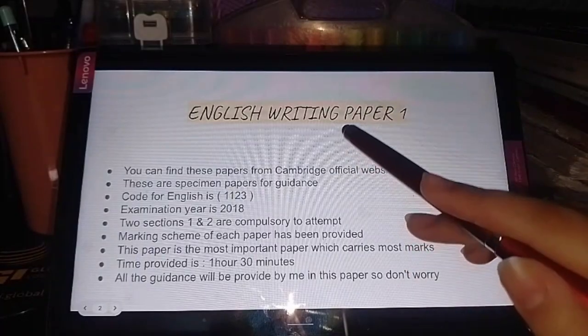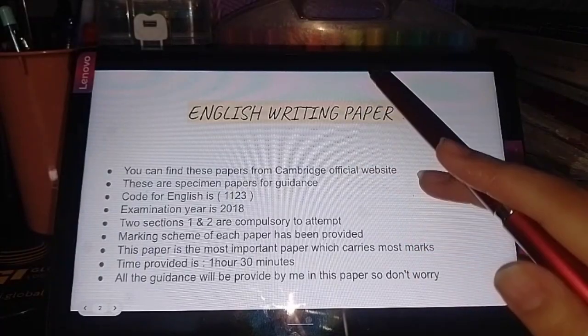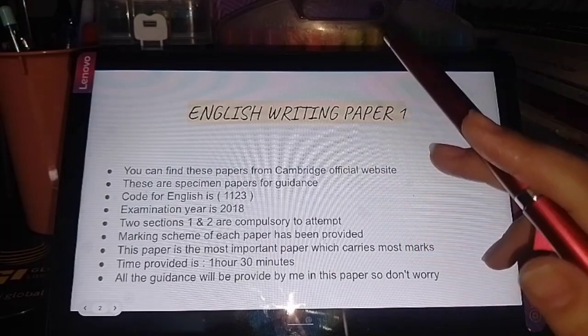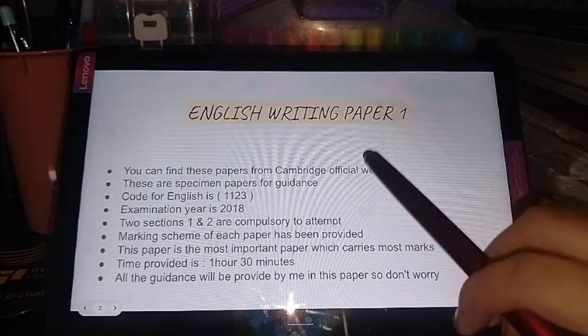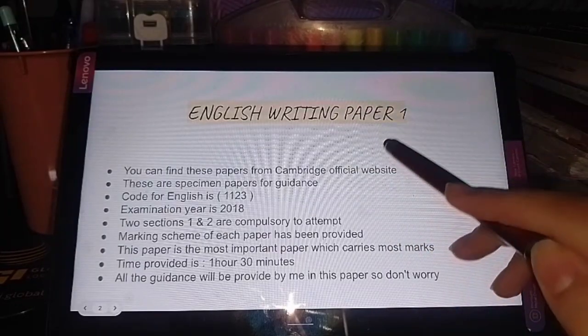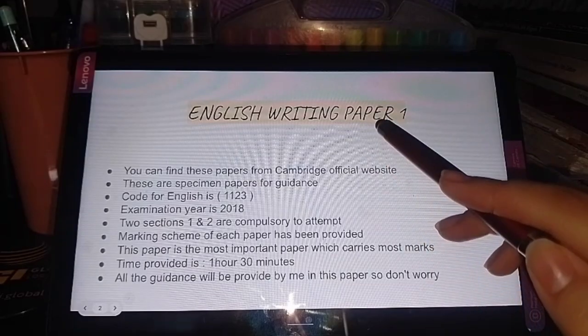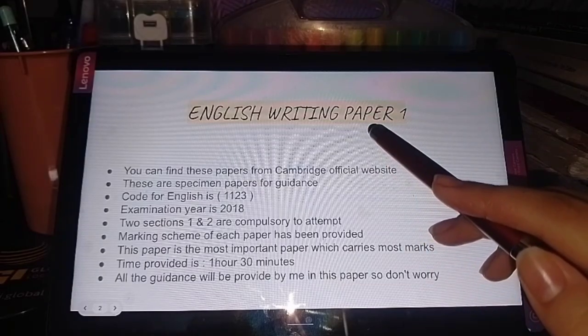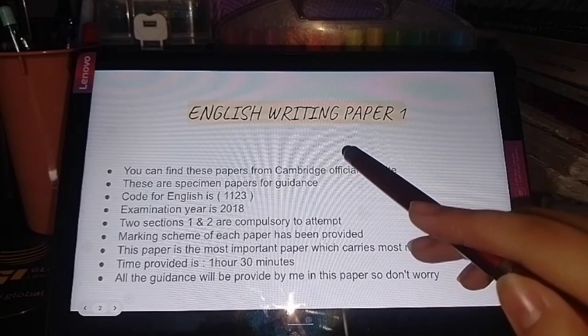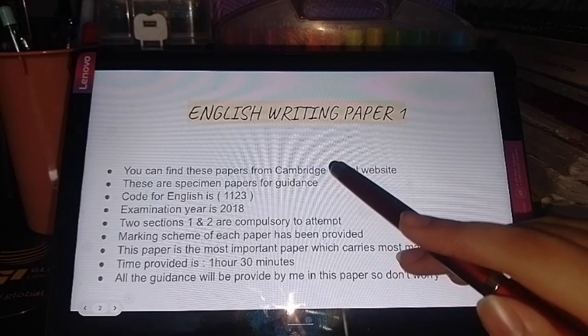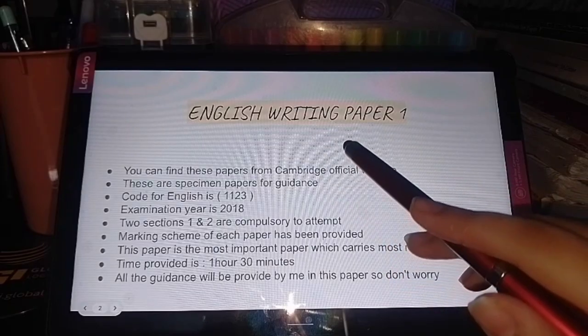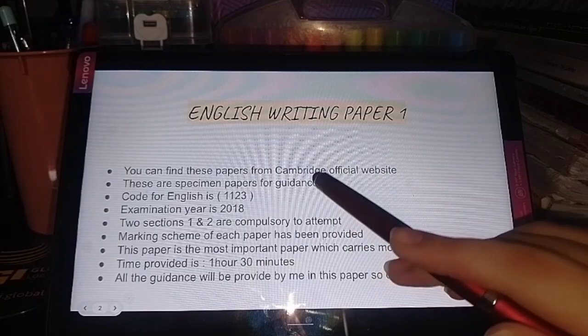These papers which I'm showing you right now have been updated on the Cambridge official website. I could show you the website right now, but it's been updating, or there is some problem, and it has stopped for a while, so maybe we can see it in our next video for the other guidance. By the way, these are all specimen papers for guidance, so that you guys can get guidance.